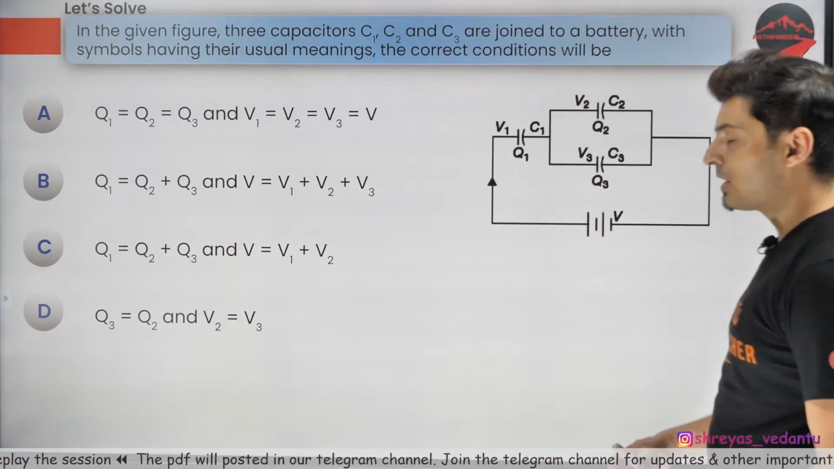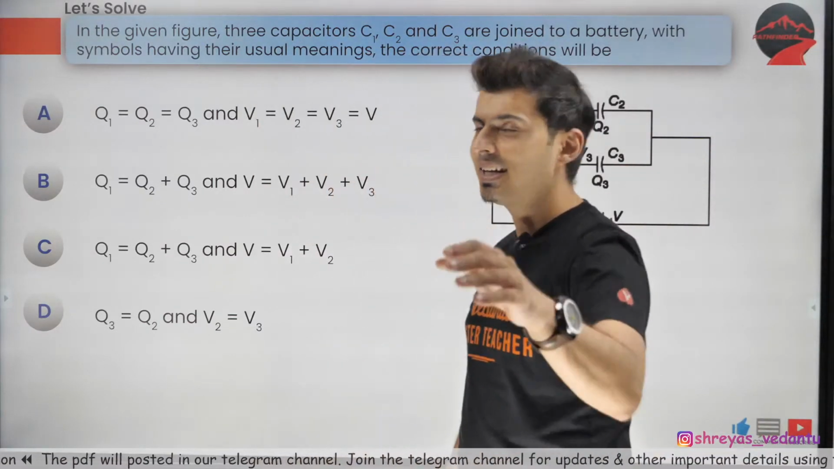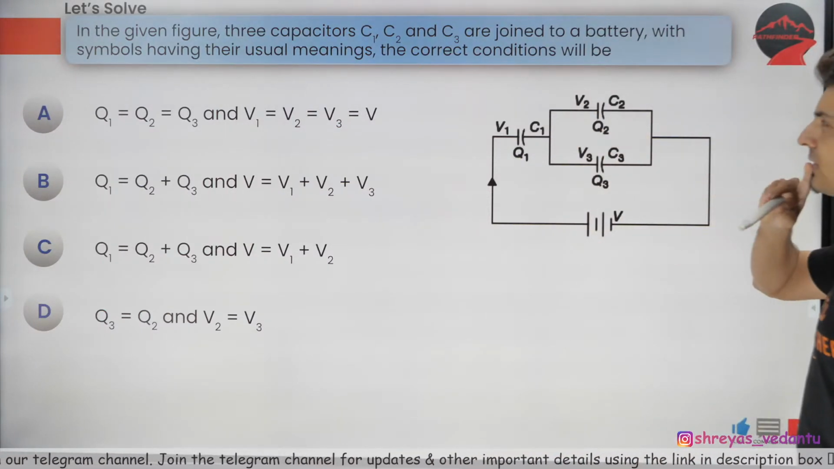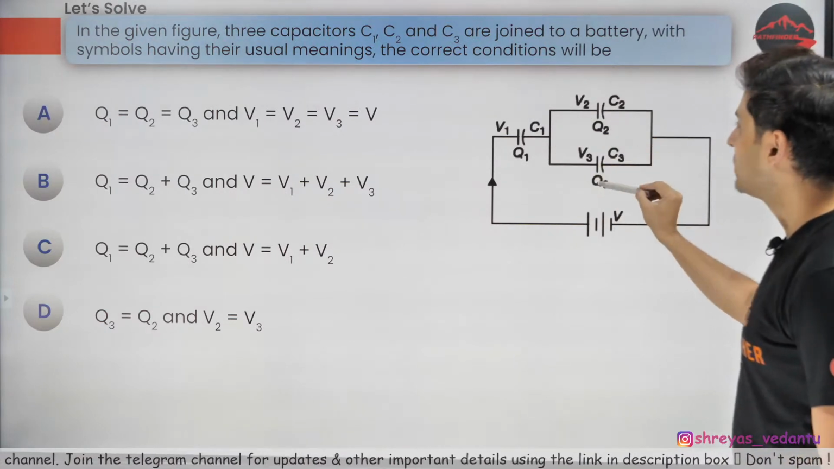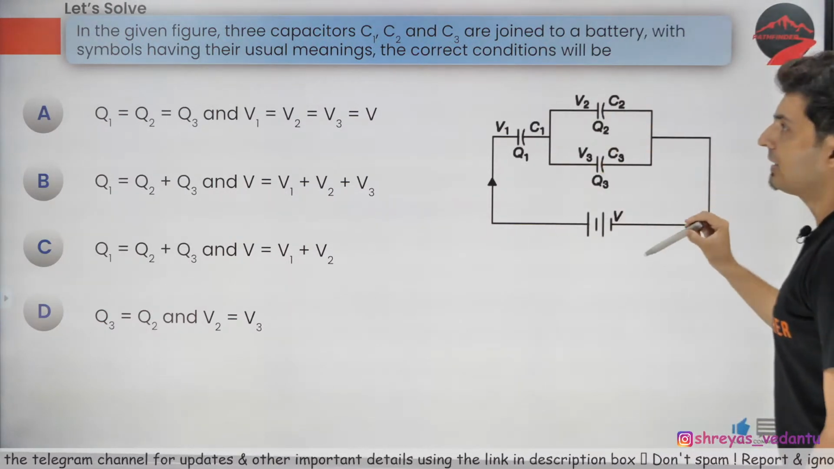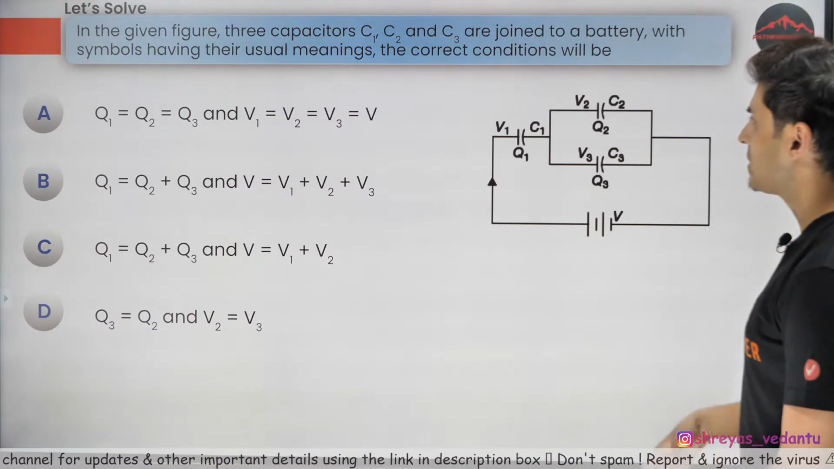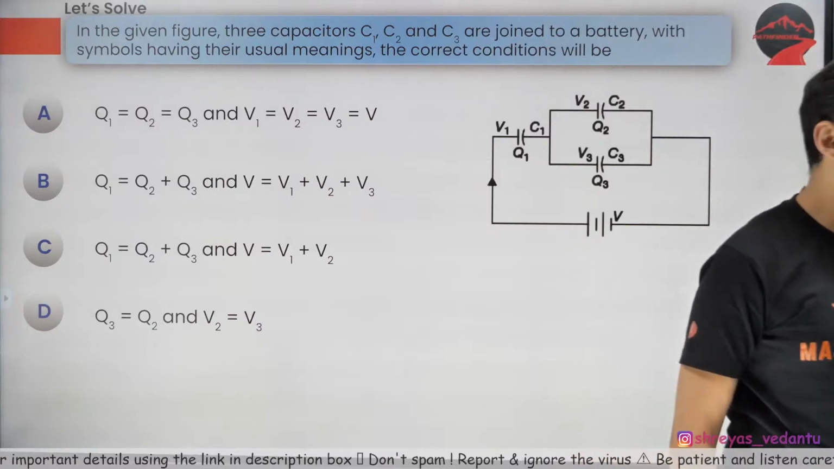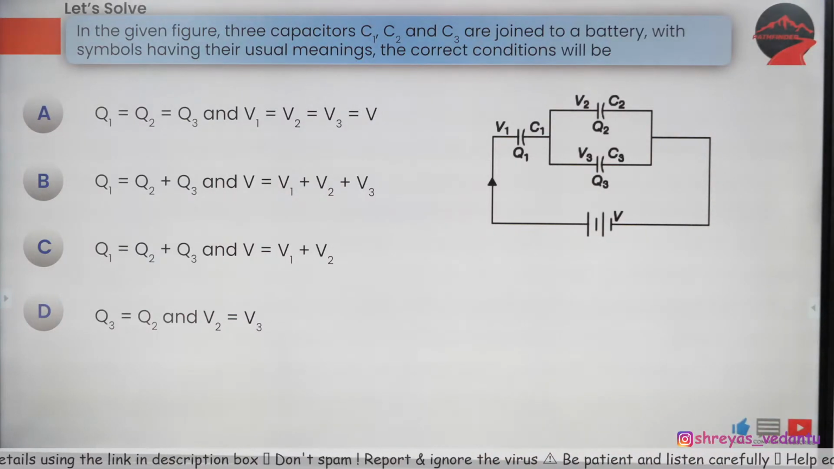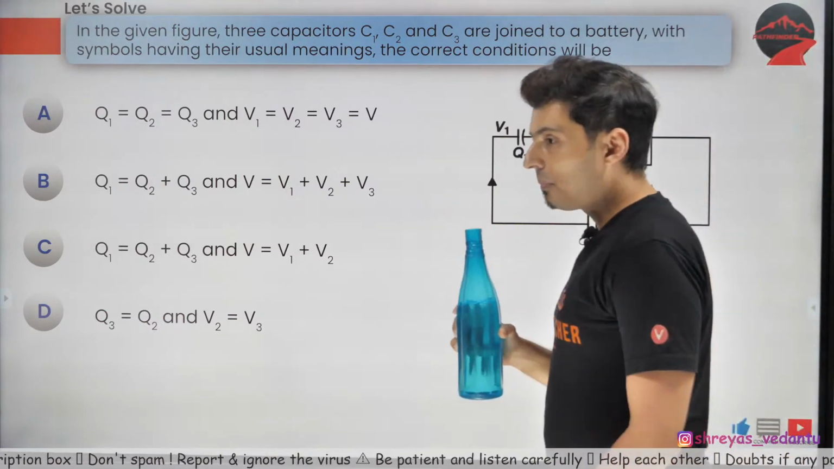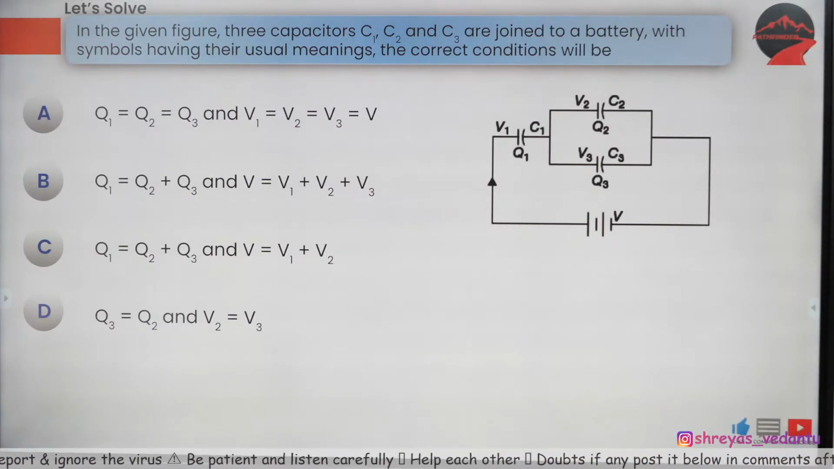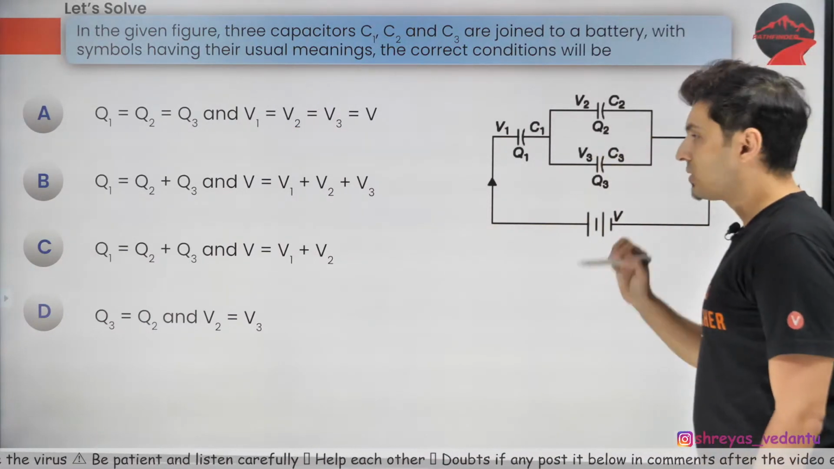Okay, moving on to some very good conceptual questions coming up on your screen. And here is the first question. In the given figure, the three capacitors C1, C2, C3 are joined to a battery. The symbols have their usual meanings, of course. The correct condition will be, only one option is correct. Think which option is correct. Come on, my warriors. Only one of them is correct. This is C1, C2, C3.